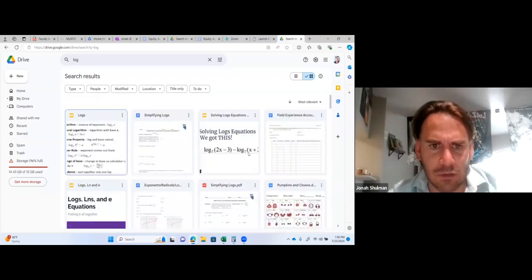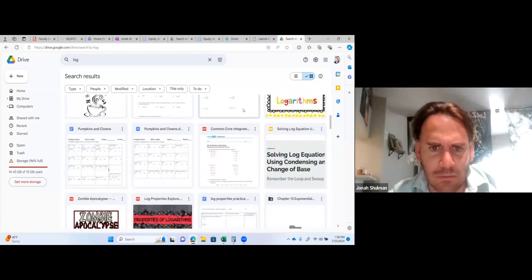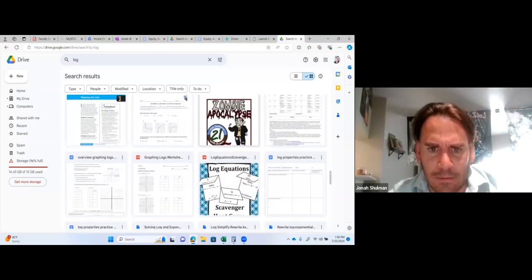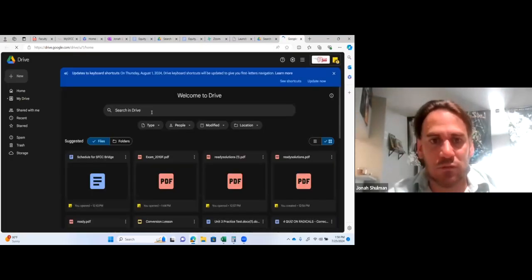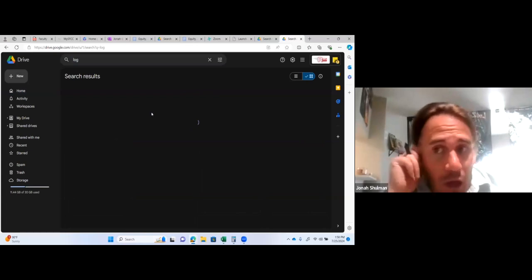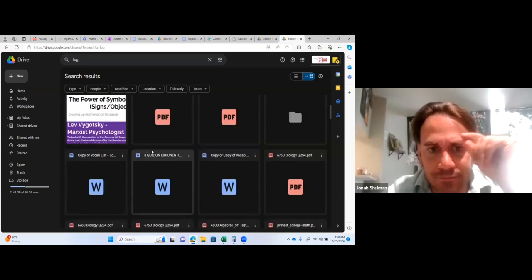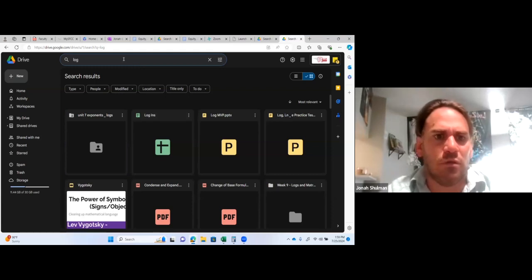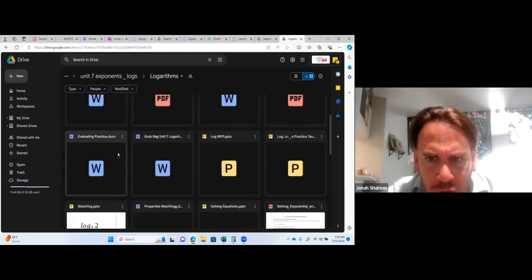Where's my log notes? So many log things, it's insane. I could always have it in a different place. Is it in here? Here it is.